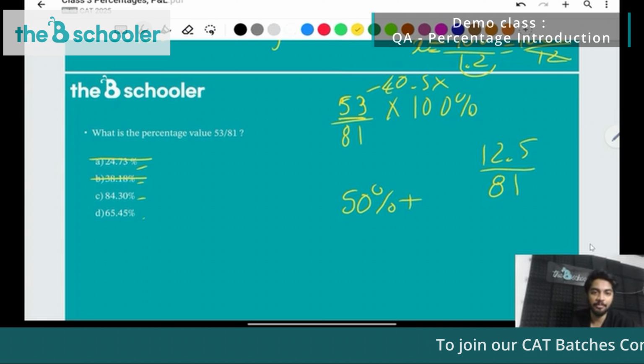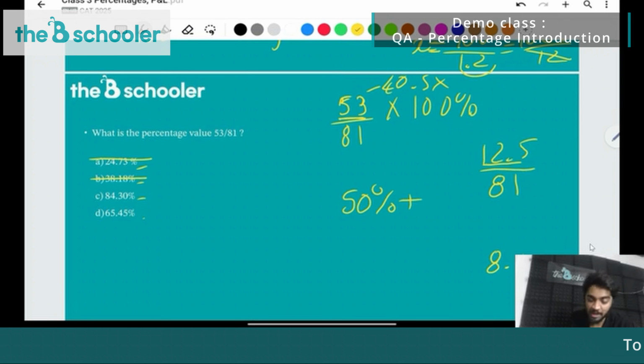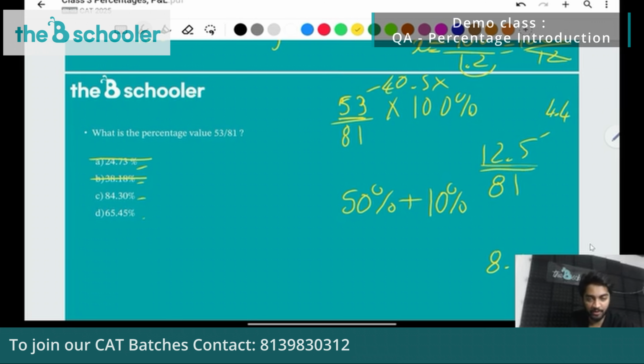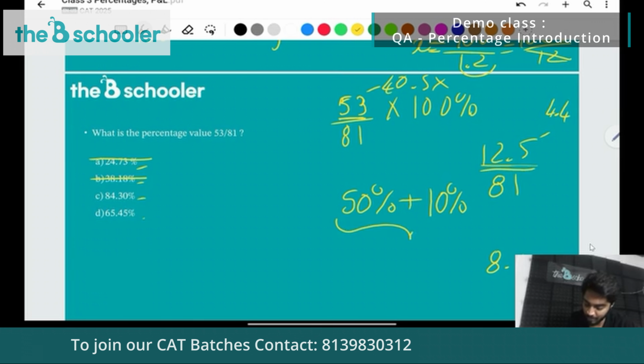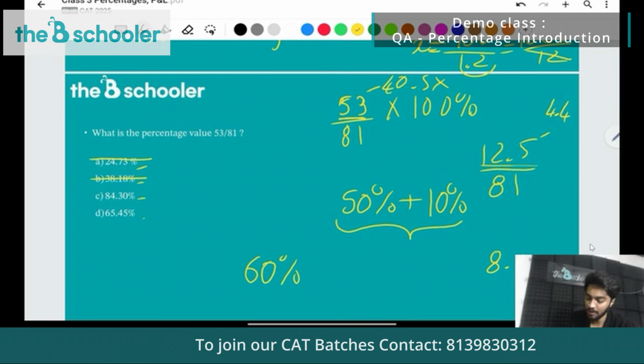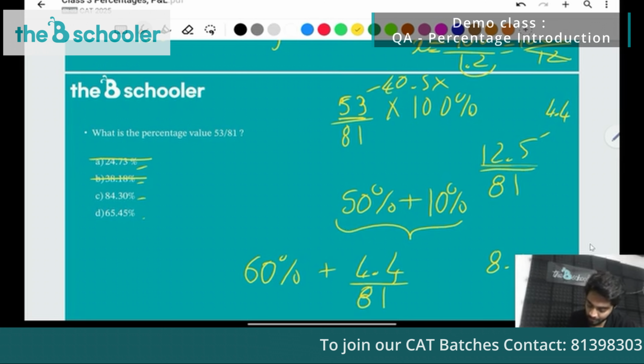What will 10% of 81 be? 10% of 81 is 8.1, right? So this 12.5 has another 8.1 in it. Can you remove that 8.1 and say, okay, I know that 10% is also definitely there? Correct? So remove 8.1 from this, you will get 4.4 left. But by now you know that your answer is definitely going to be above 60%. Clear? And 60% plus 4.4 by 81 into 100%.